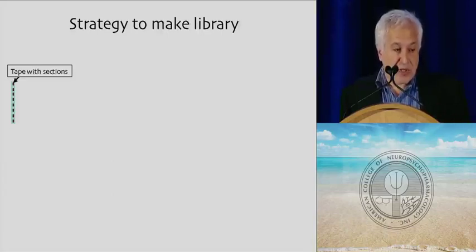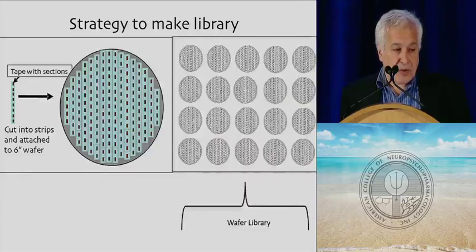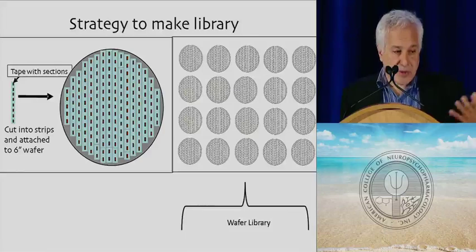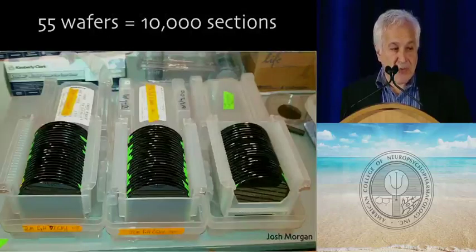We're cutting typically at 30 nanometers, at very large sections, and we can do about 1,000 sections a day. We cut those sections and we put them onto a wafer that's very flat, and then we put all the wafers together into a library. Those wafers are about the size of a CD. So from that we can have a large piece of brain all sectioned. And that's what one of those wafers looks like. It has about 180 sections. There's 55 wafers of a piece of brain, 10,000 sections.